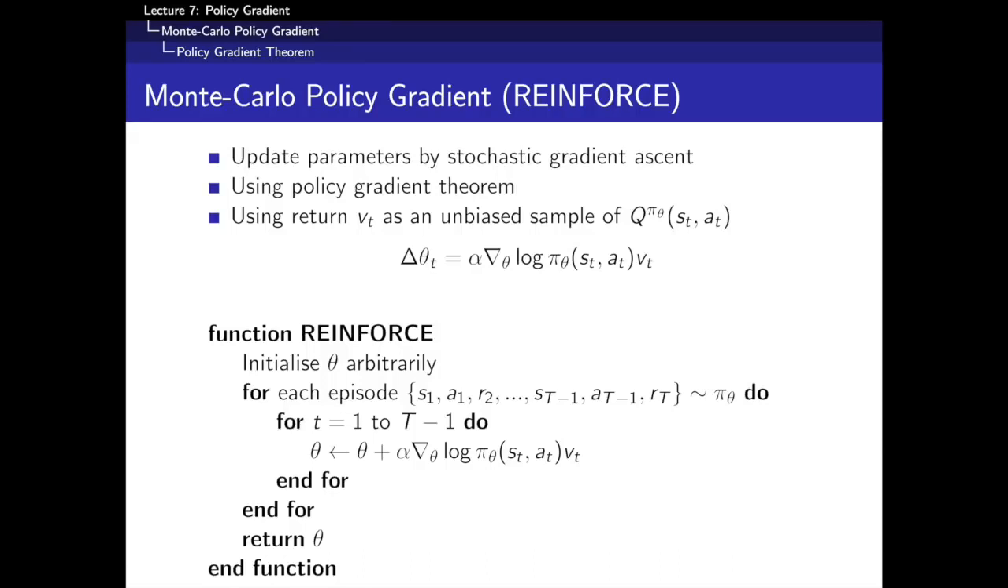So it's as simple as that. It's a very simple algorithm. This is the most straightforward approach to policy gradient. You just sample returns and you adjust your policy in the direction that gets you more of those returns.